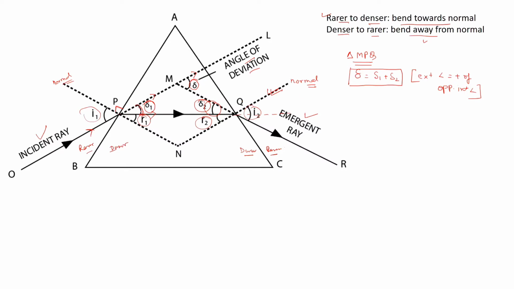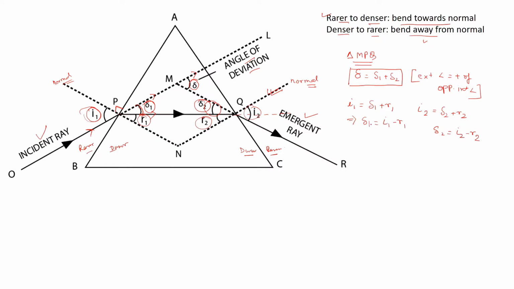Now look here, I1 is equal to what? I1 is equal to delta 1 plus R1. Similarly, you can write I2 as delta 2 plus R2, because these are vertically opposite angles. Okay, so from here you will get delta 1 equals I1 minus R1, and from here you will get delta 2 equals I2 minus R2.